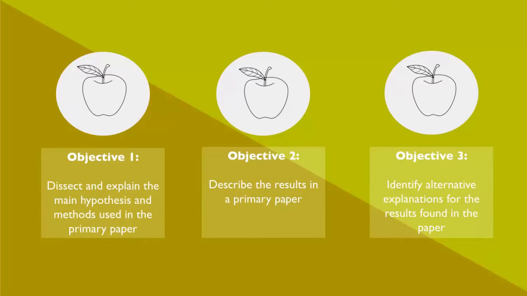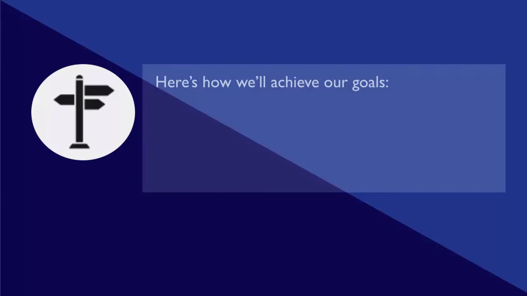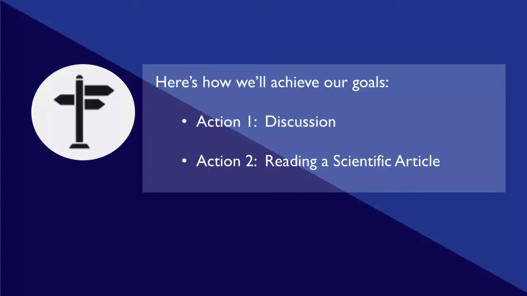At the end of this lesson, students should be able to dissect and explain the main hypothesis and methods used in the primary paper, describe the results of a primary paper, and identify alternative explanations for the results found in the paper. We'll achieve these goals by having a brief discussion with the students and by reading a scientific article.